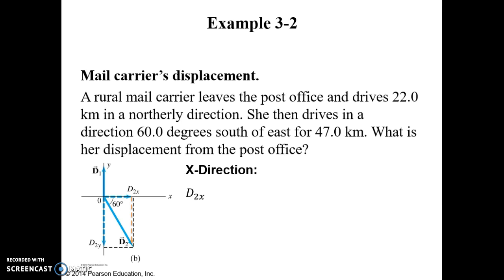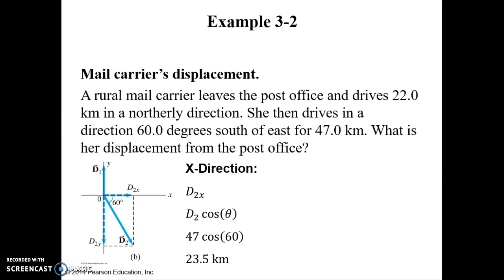I redrew D2y as an orange vector so that you can see that there's a right triangle formed with the components. So D2x equals D2 times cosine theta. Now let's plug in some numbers to get 47 times cosine of 60. Then let's calculate, and we'll get 23.5 kilometers as your final answer for adding up all the vectors in the x direction. Now step 3.